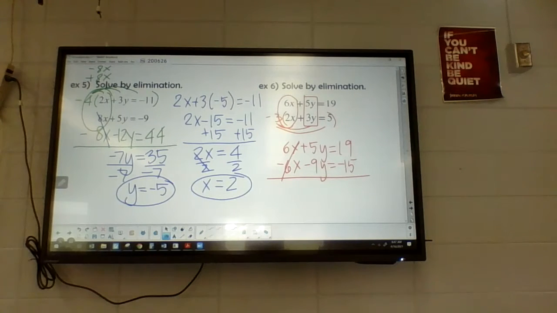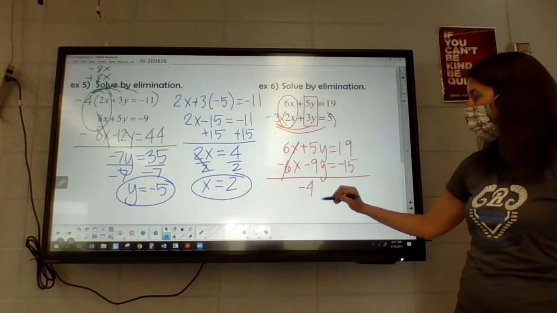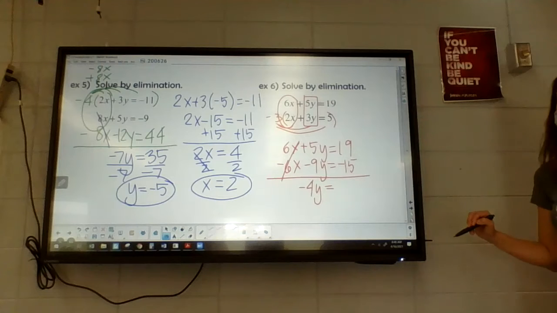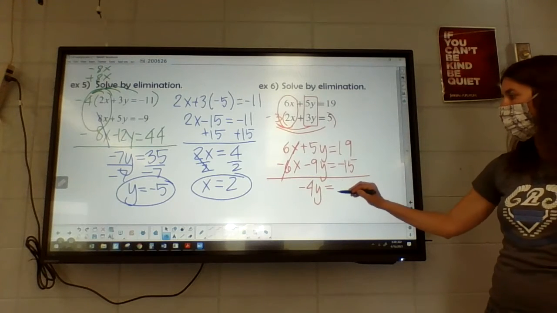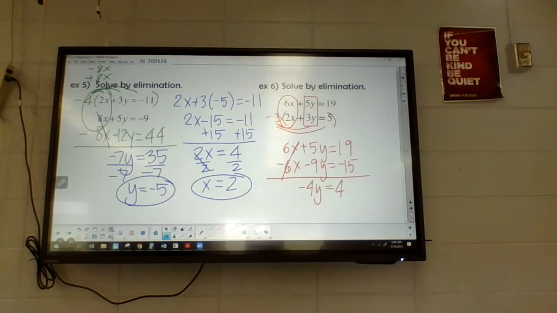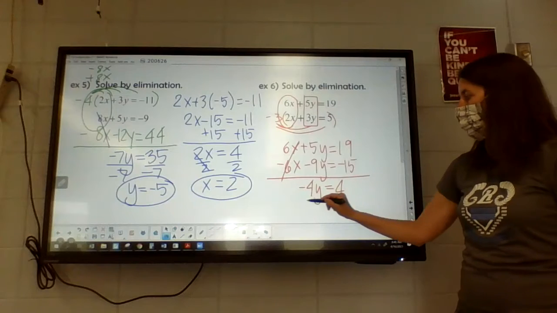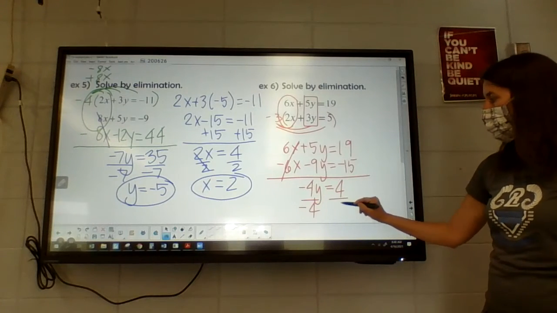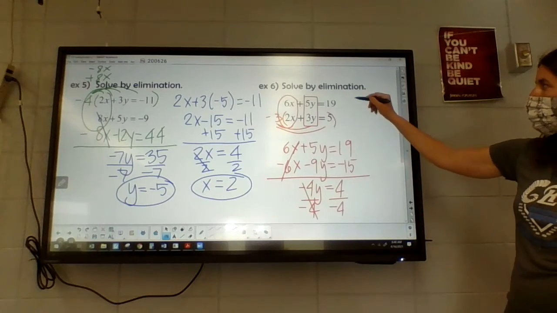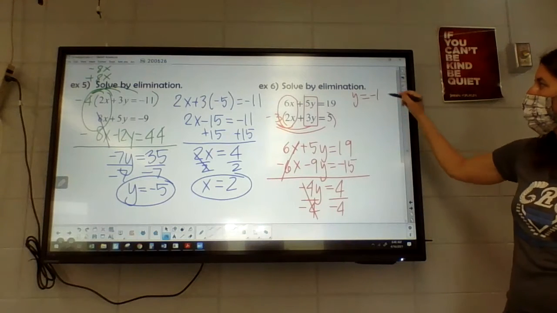So 5 minus 9 is a negative 4. 19 minus 15 is 4. So I'm ready to get my y alone, so I'm going to divide by negative 4. And I find out y is negative 1.